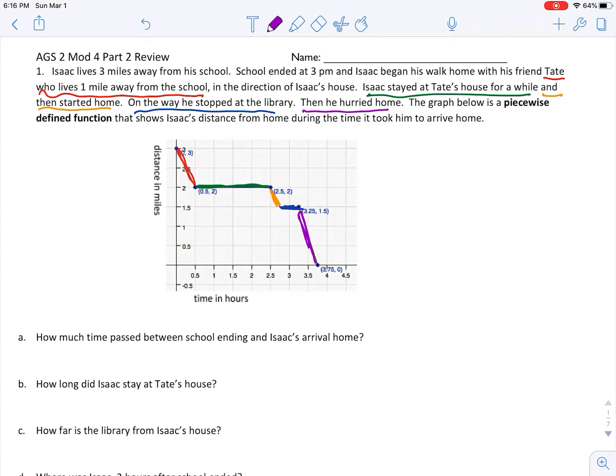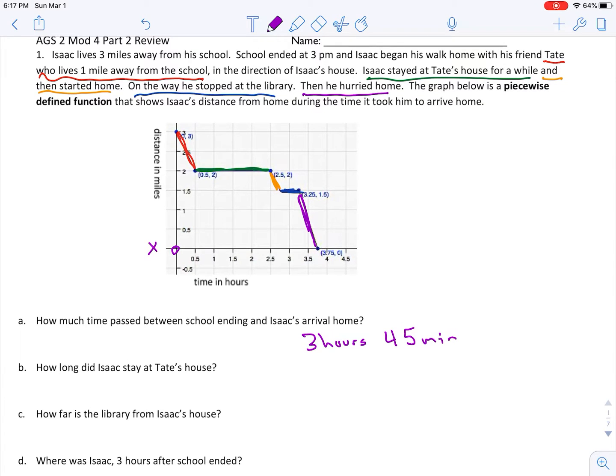Okay, how much time passed between school ending and his arrival at home? Well, time in hours is on the x-axis, and we're going from 0 to 3.75. So if I have 3.75 of an hour, I would have 3 hours. And then remember, 0.75 is 75%. So 75% of an hour is going to be 45 minutes. So you would say that's how much time passed between his school ending and the arrival at home.